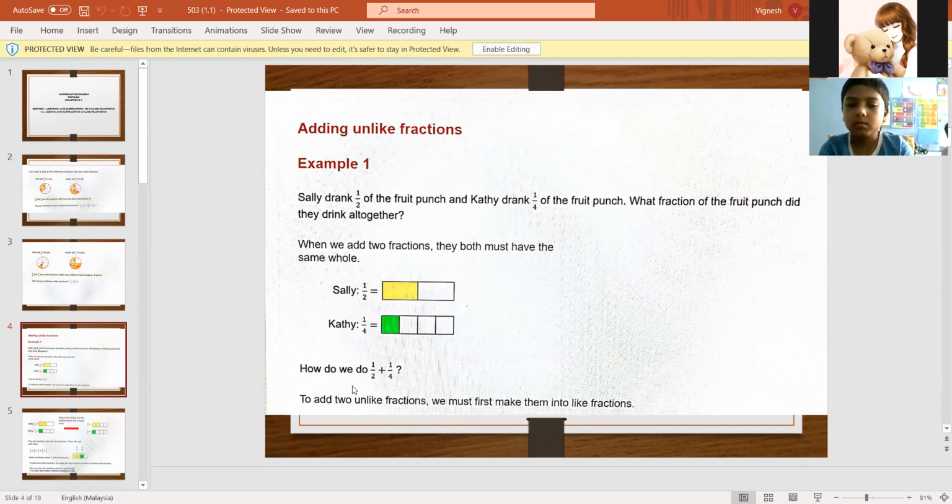We have to make the denominator the same. Class, why is nobody responding? Can you all hear me? Okay, I'm asking. So yes, we have to make the denominator the same.